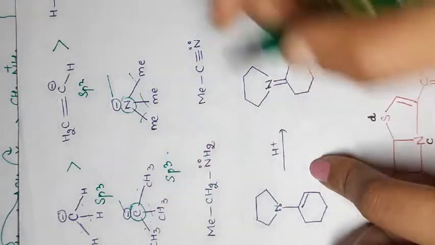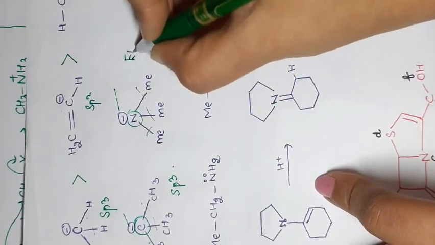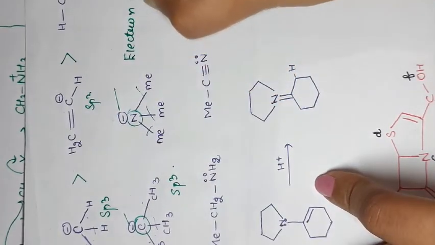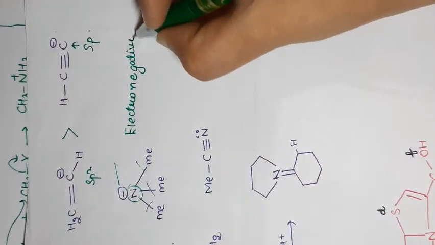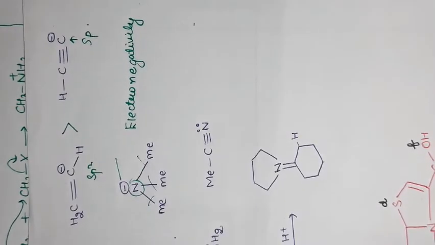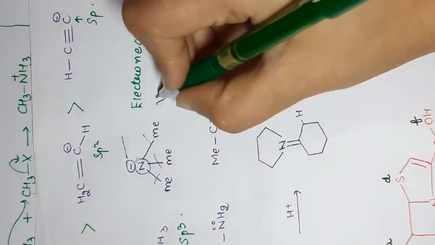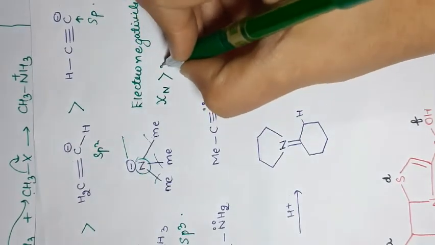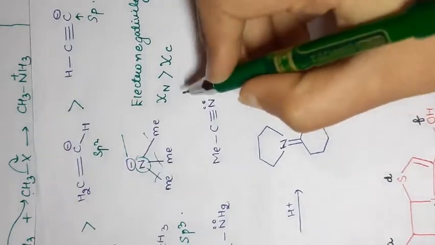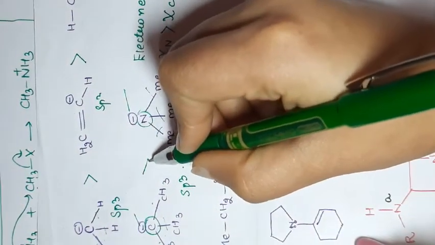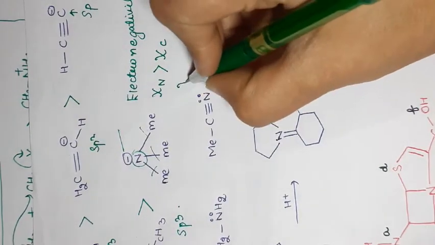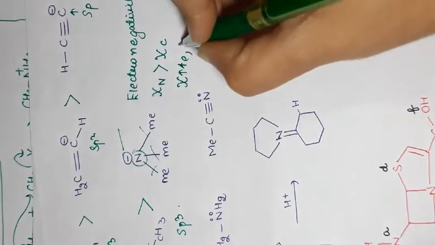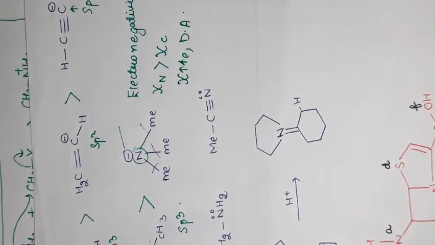So in this case, the concept of electronegativity will be the deciding factor. As we know, the electronegativity of nitrogen is greater than the electronegativity of carbon. So in this case, the correct order would be like this, because the greater the electronegativity, the lesser will be the donor ability. Okay.